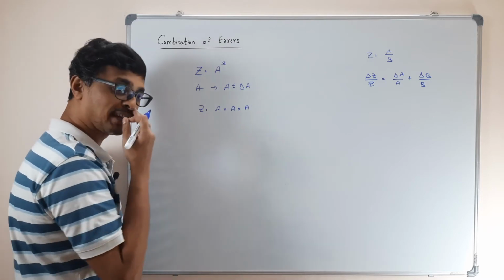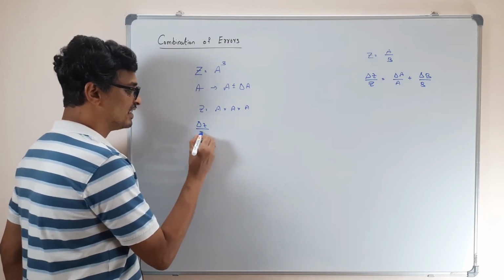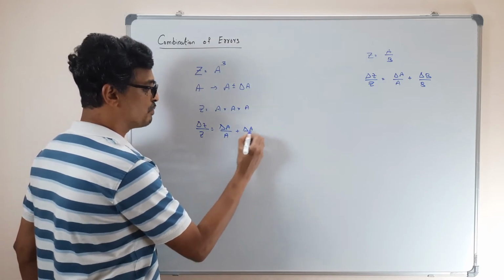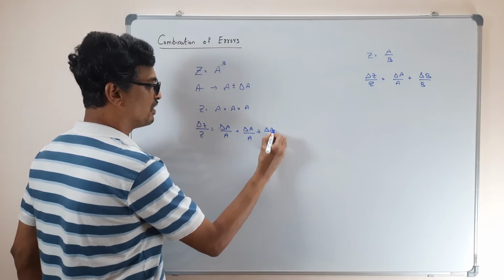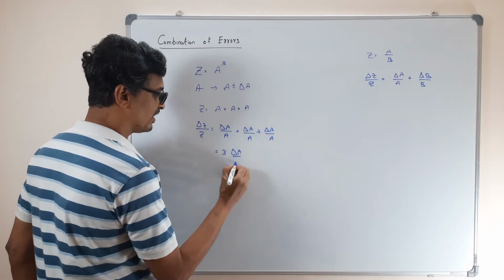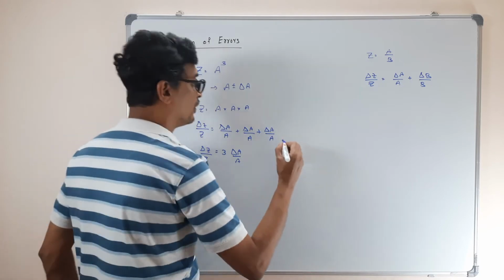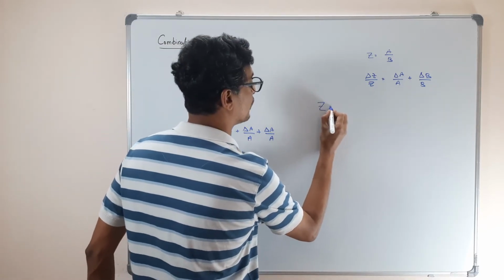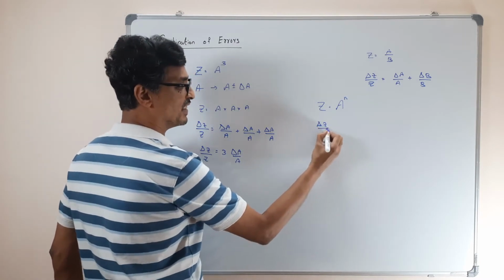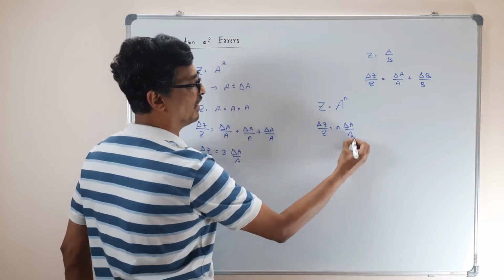When there is a product, what gets added up? Relative error, correct? So delta Z by Z will be delta A by A plus delta A by A plus delta A by A. Therefore, this makes it 3 times delta A by A. Or if your Z is equal to A power n, then delta Z by Z will be equal to n times delta A by A.